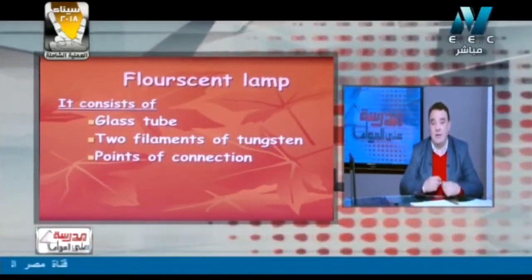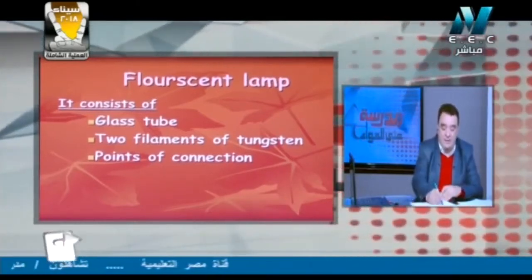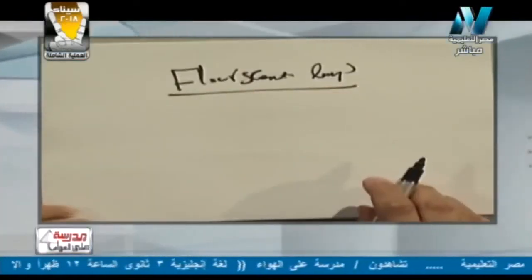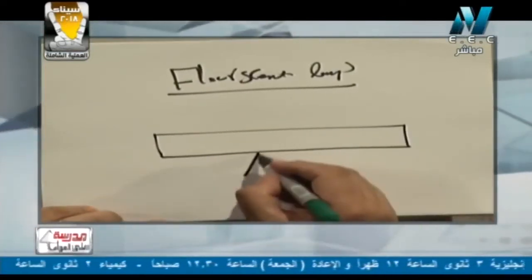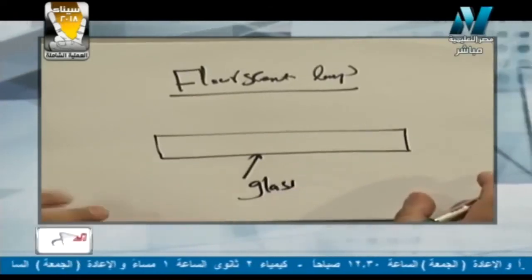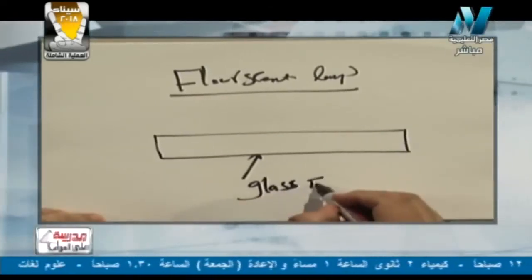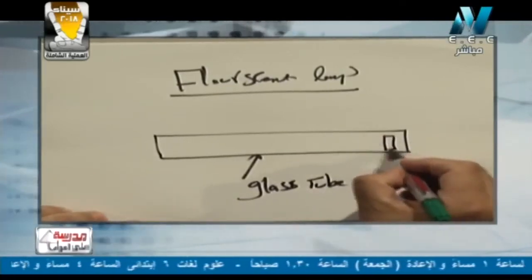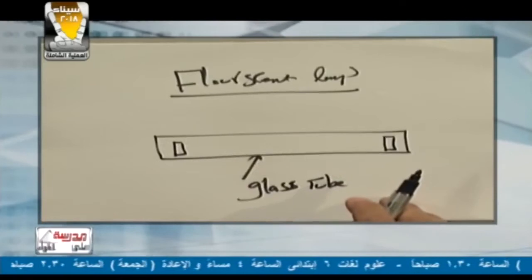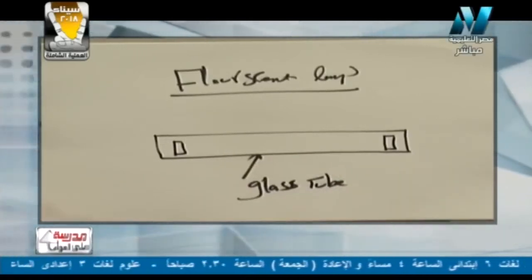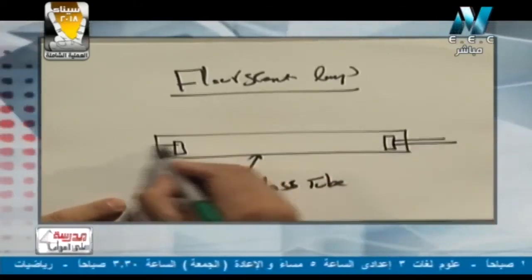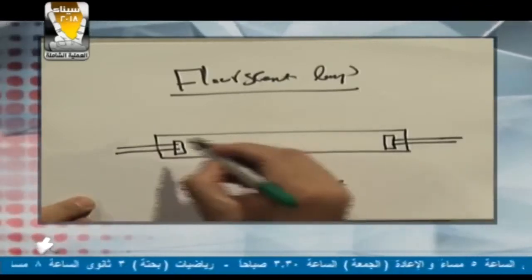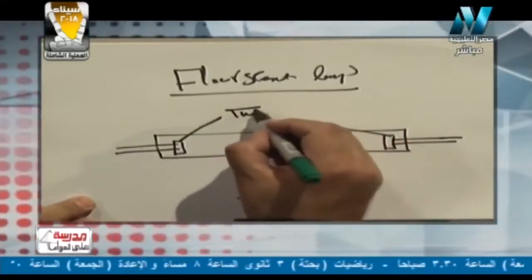So now let me draw a simple drawing for the fluorescent lamp. The fluorescent lamp will consist of three main parts as I said before. The fluorescent lamp will contain a glass tube, like this, and also two filaments, not only one filament. Whoever made the fluorescent lamp wanted to get more light, so he put in two filaments, not only one. Here are the two points of connection, and also those two tungsten filaments.